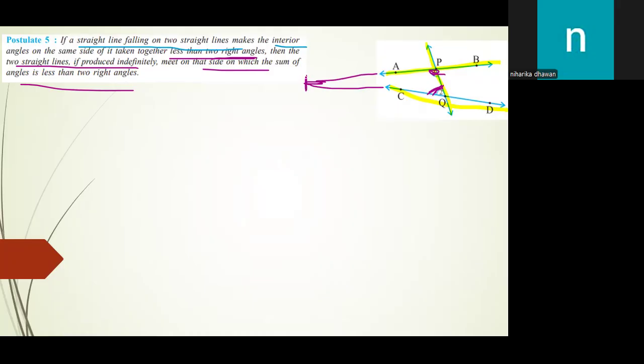So again, we will read this postulate. If a straight line falling on two straight lines makes the interior angles on the same side of it taken together less than two right angles, then the two straight lines, if produced indefinitely, meet on the side on which the sum of angles is less than two right angles.